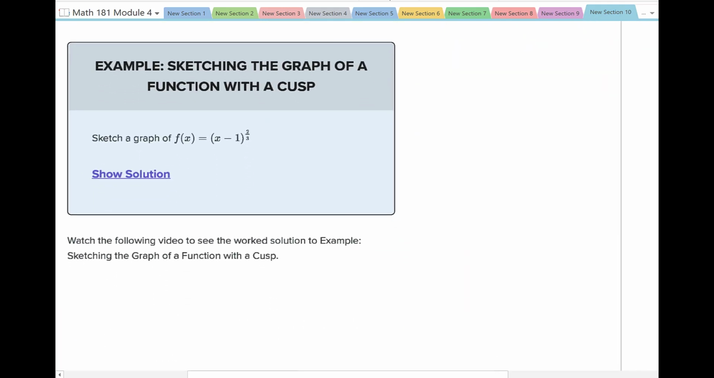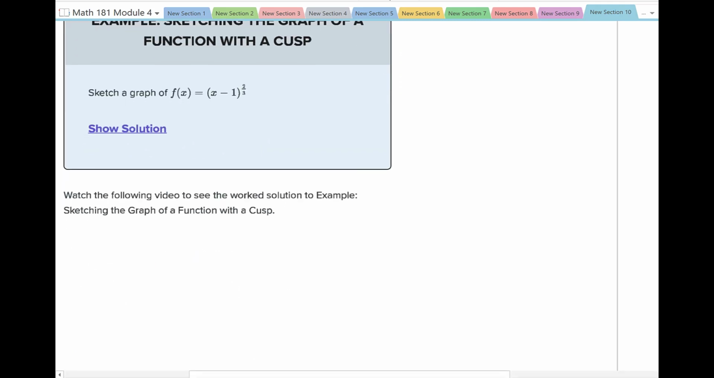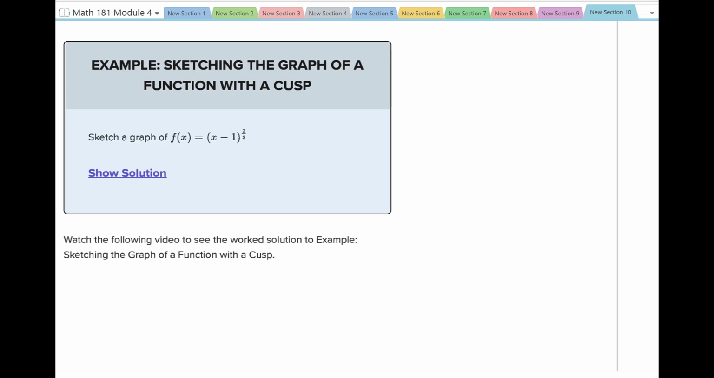Sketching the graph of a function with a cusp. It's an interesting idea, the concept of the cusp. So you can watch a video that they have made for you if you go into the book notes, the online book notes. There's a video link. Okay, so we're doing f of x equals x minus 1 to the 2/3. So I like to write that as, that's also seen as the cube root of x minus 1 squared. And I'll go interchangeably with this just to help me see things.